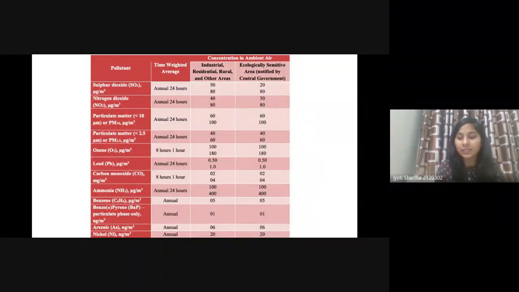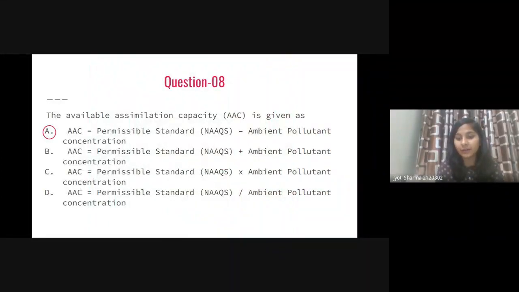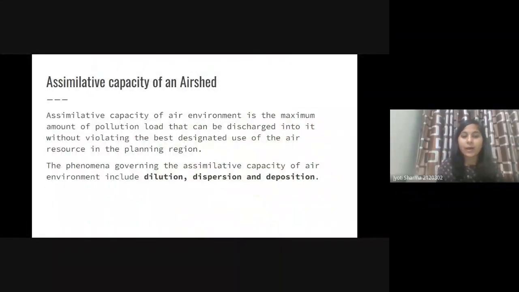Okay, so this is the permissible standard given through this NAAQS. And ambient pollutant concentration you will calculate every day, and if you subtract it, then this will give you the assimilation capacity, right? Okay, so I have the definition of the assimilative capacity. This is the maximum amount of pollution load that can be discharged into it without violating the best designated use of the air resources in the planning region.